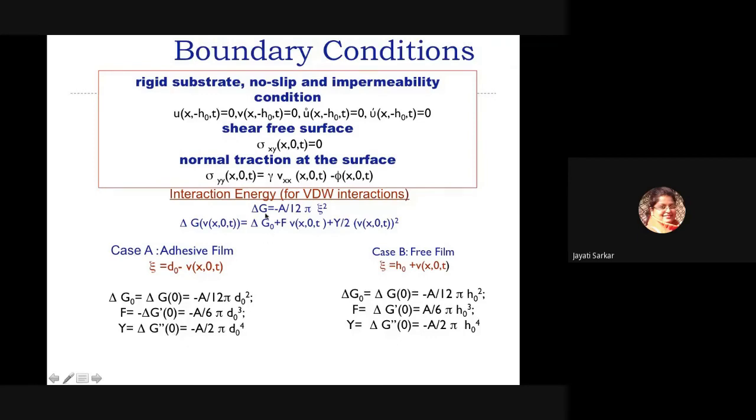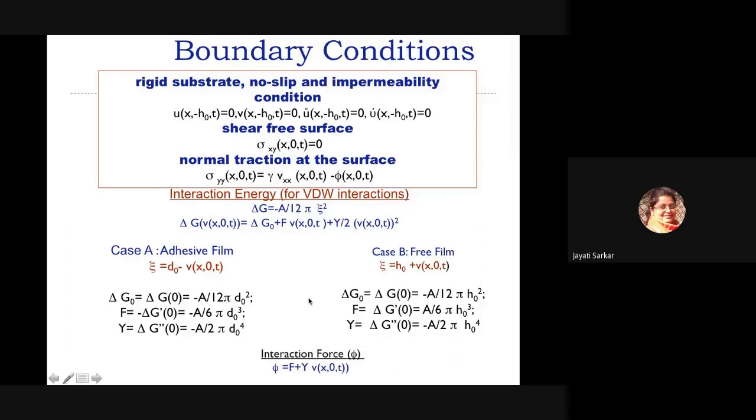So if we take this and try to equate this depending on the Taylor series expansion ideologies, one can find out that these are the different values of the coefficients delta G0, F and Y for the two cases. The only thing that is different, you will see, is the second term F over here, because it is dependent on xi, and how xi depends on V is different in these two cases.